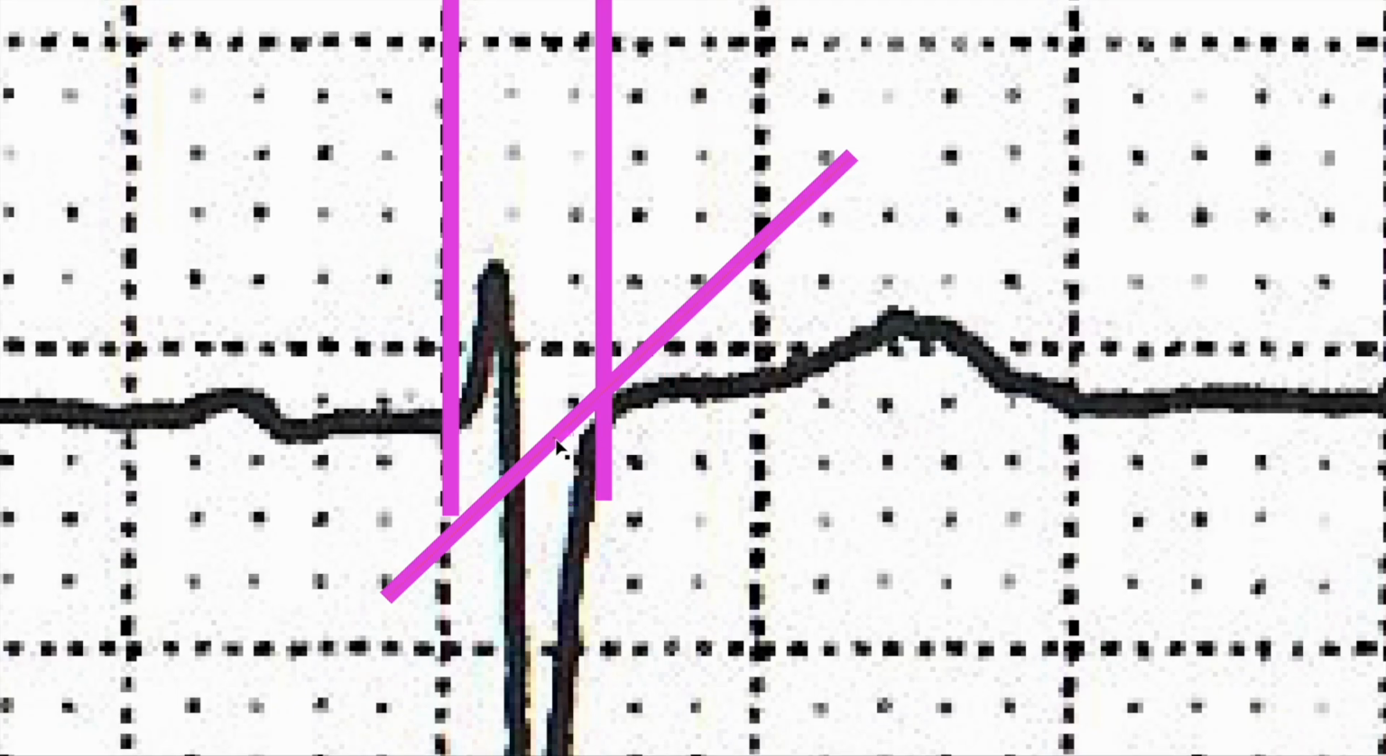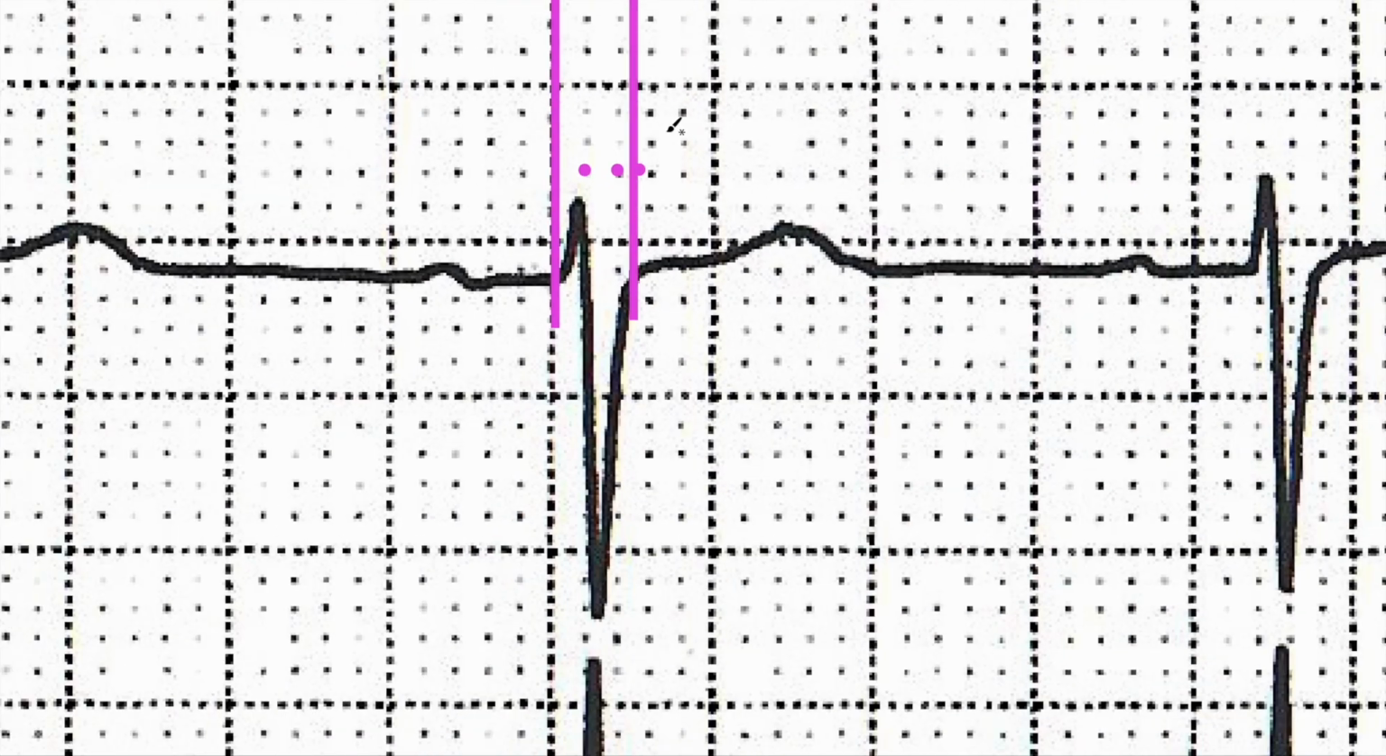So that's your J point. And here, when we measure it out, we have 1 box, 2 boxes, 2.5 roughly boxes. So that's what, 80, 100. So this is 100 to 110 milliseconds.